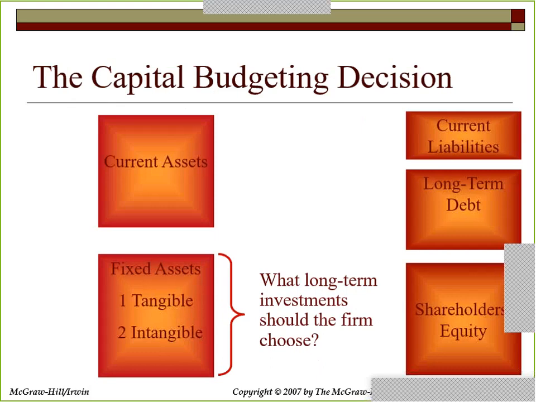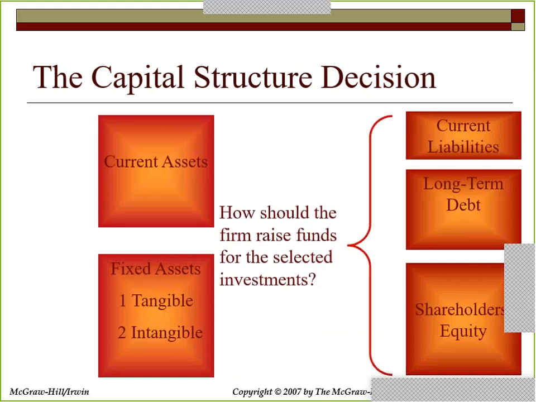You've got capital budgeting decisions for each one. For instance, with the fixed assets, what long-term investments should the firm employ? For the liabilities and the debt and the equity, how should the firm raise funds for selected investments? Should they use all equity to finance things? Should they be using all debt to finance things? What are the risks and what are the costs if they exclusively use one or the other? We'll get into that.